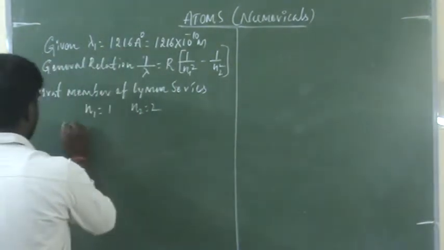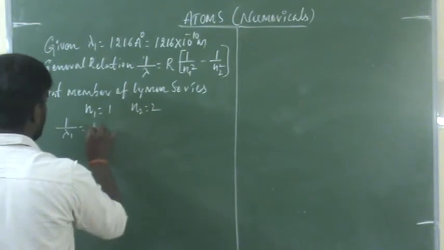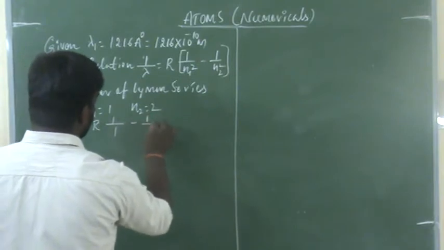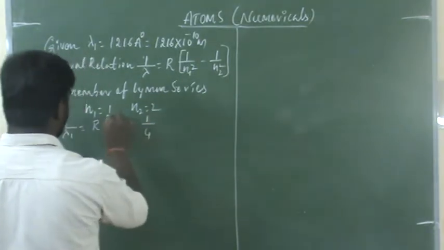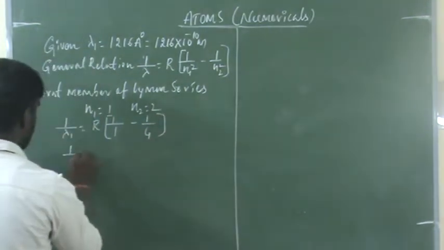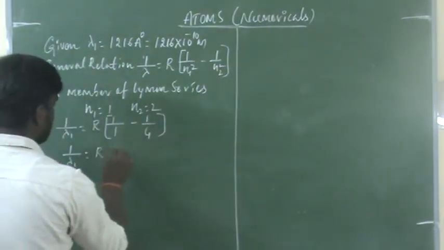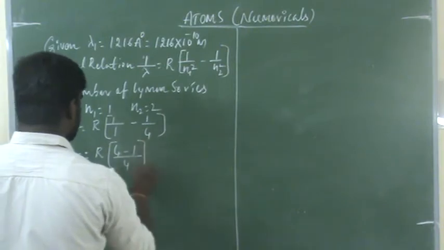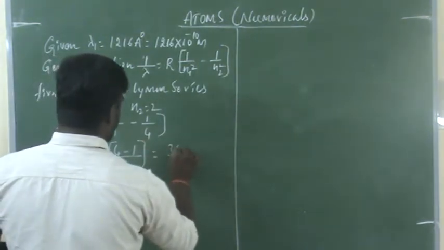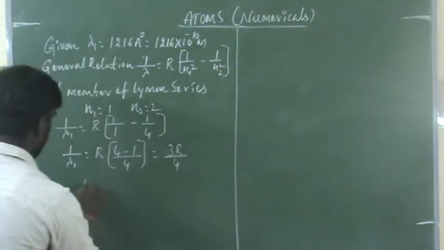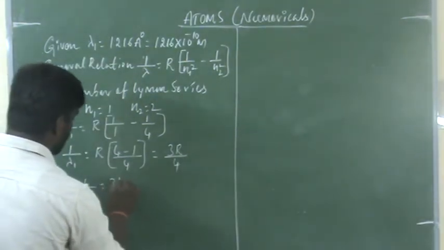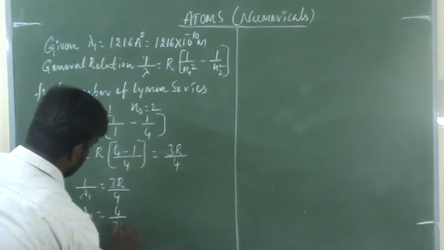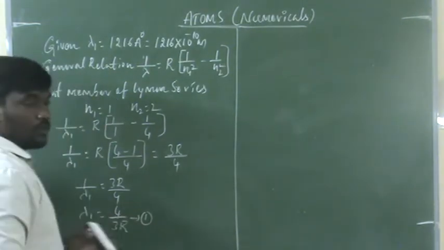Substitute those values. 1 by lambda 1 equals R into 1 by n1 square, which is 1, minus 1 by n2 square, 2 square means 4. That means 1 by lambda 1 equals R into 4 minus 1 divided by 4, that is 3R by 4, so lambda 1 equals 4 by 3R. We call it equation 1.